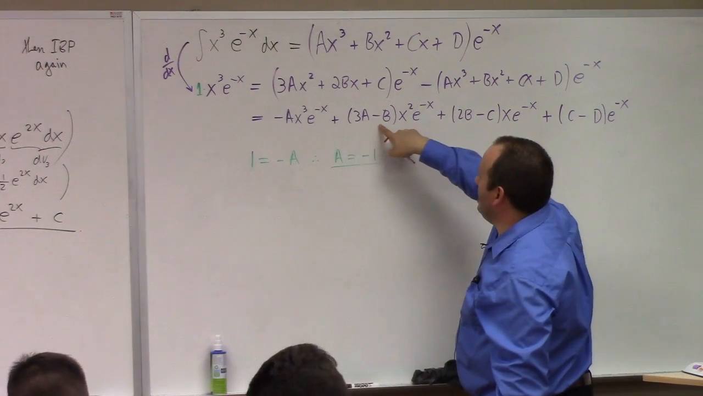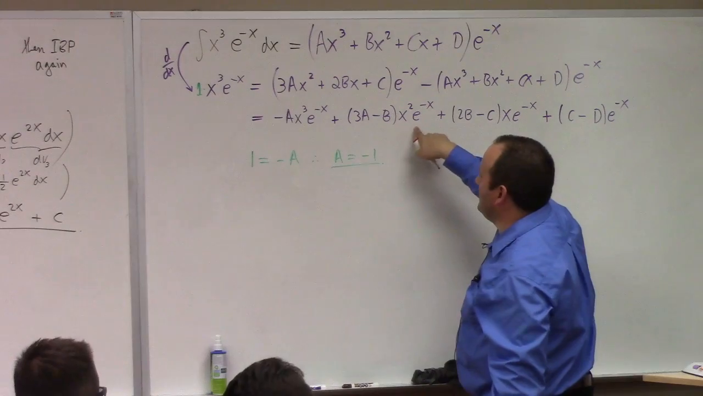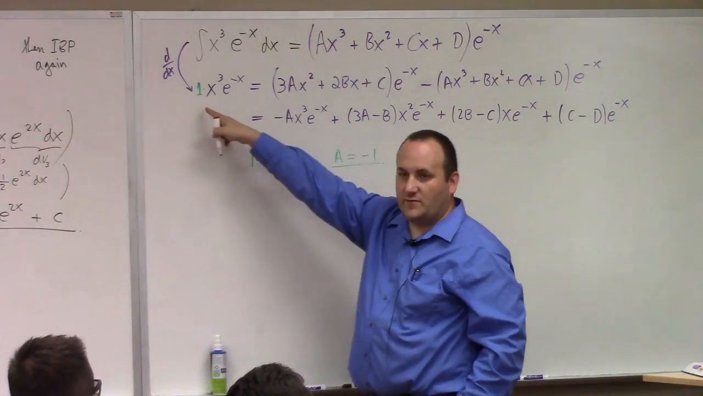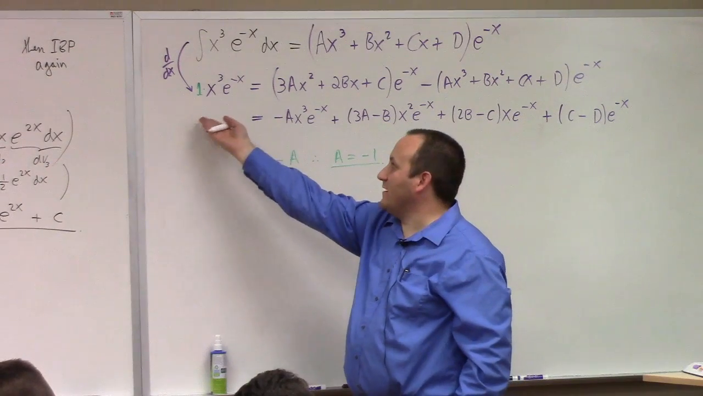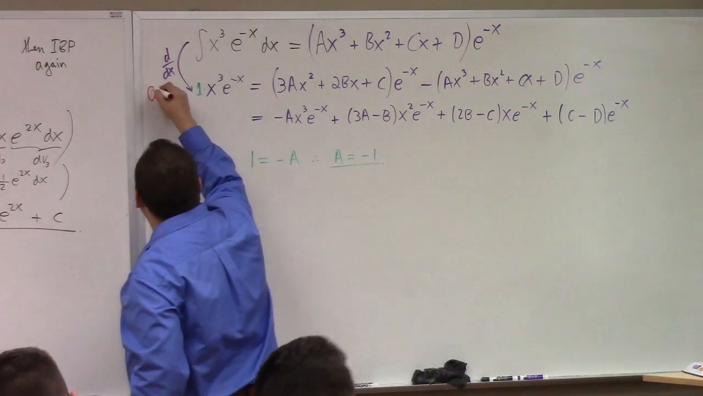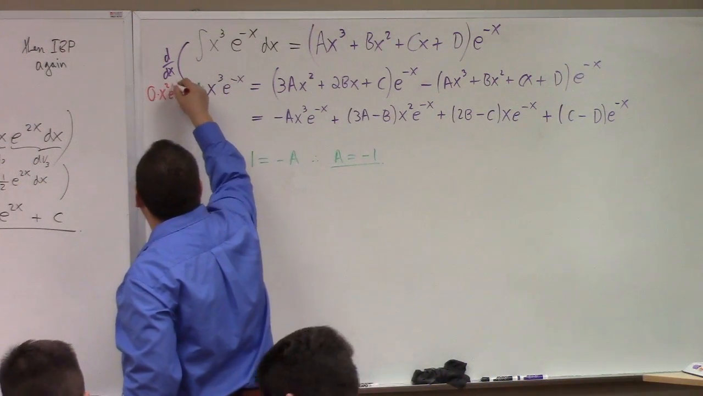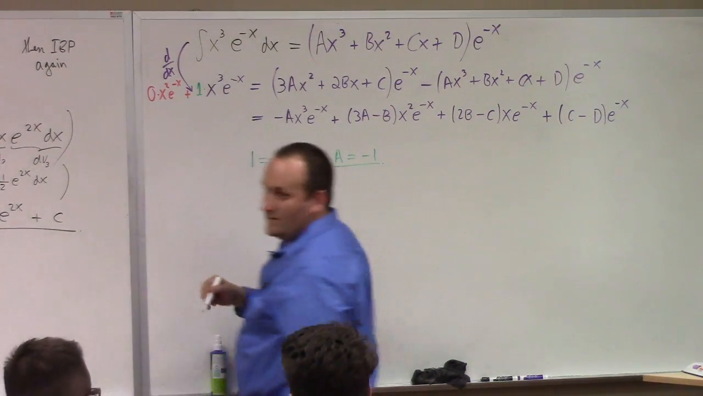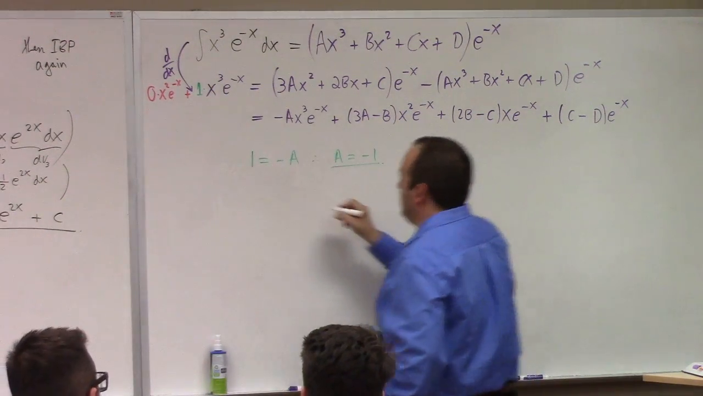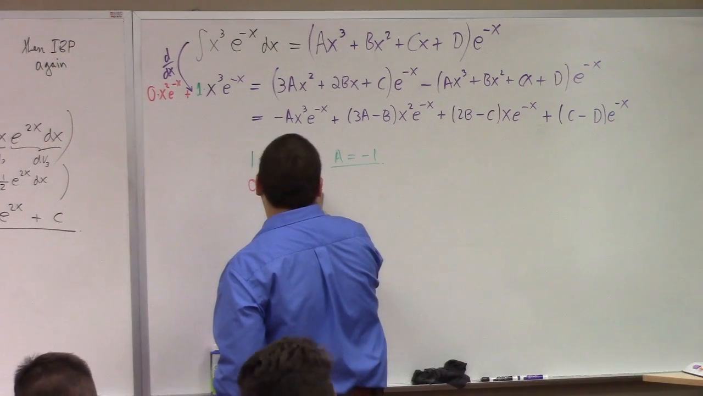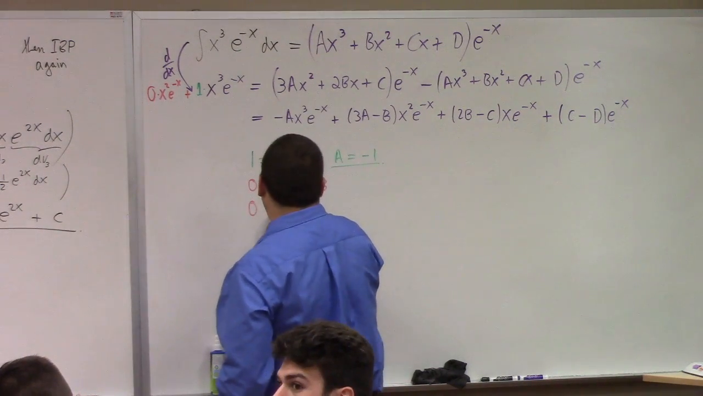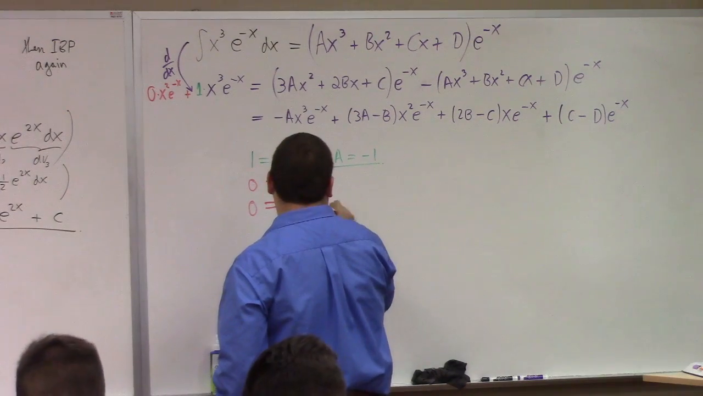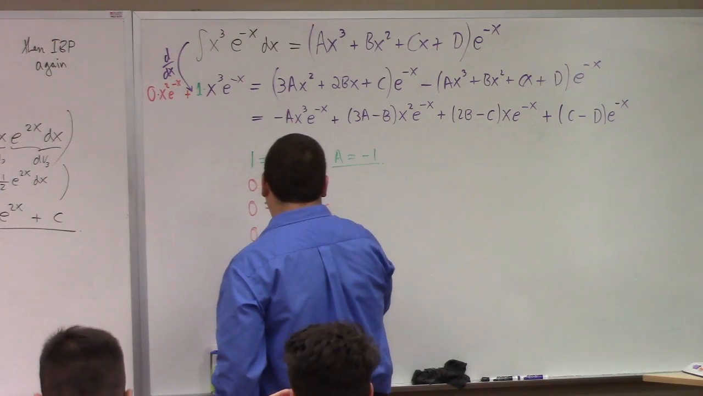Let's see here. That is the coefficient of x squared e to the minus x. Where is the x squared e to the minus x? Over here. If you look really hard, you can see that there is 0 times x squared e to the minus x on the other side, right? So comparing that coefficient, we have 0 is equal to 3a minus b. And then we get 0 is equal to 2b minus c. And we get 0 is equal to c minus d.